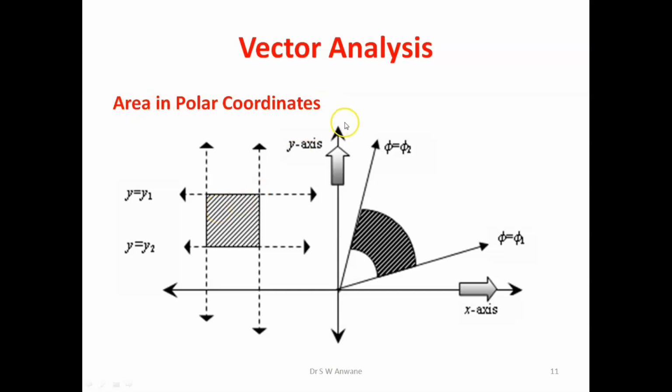Whereas in the polar coordinate system, you can have a circle of radius r equal to r1, a circle of radius r equal to r2, where r2 is more than r1, and you have another set of lines described by phi equal to phi1 and phi equal to phi2. So this makes an elemental area in the polar coordinate system.